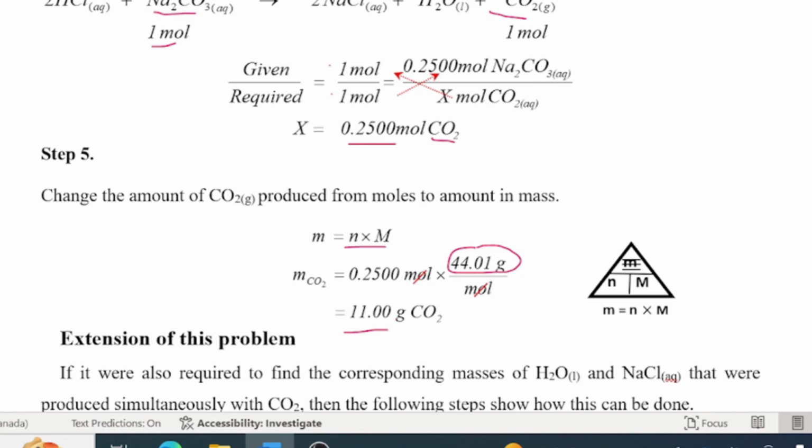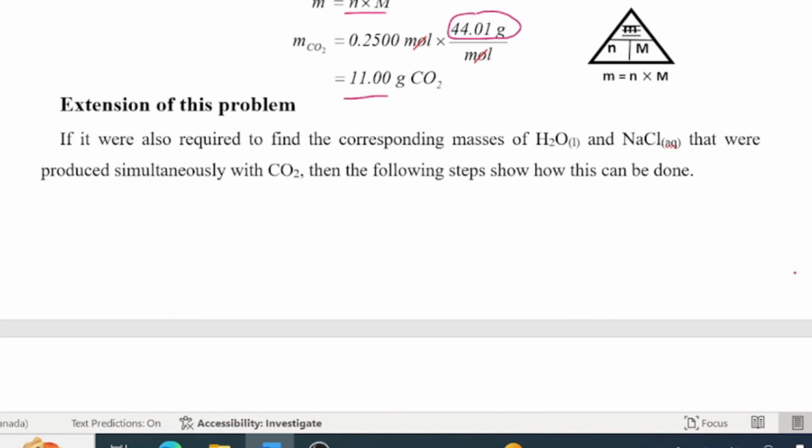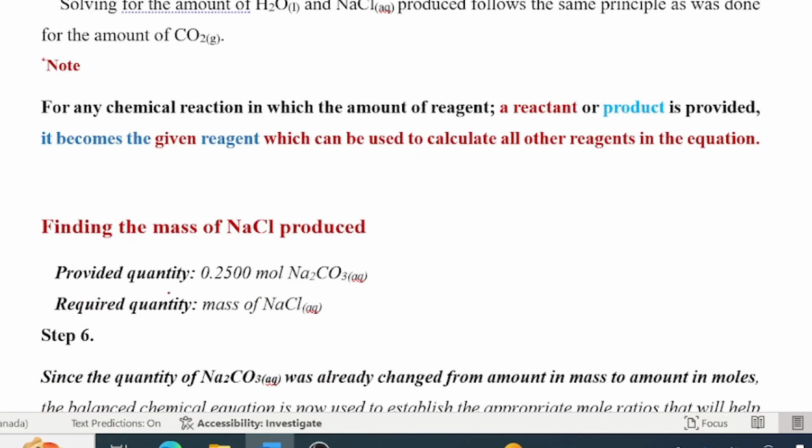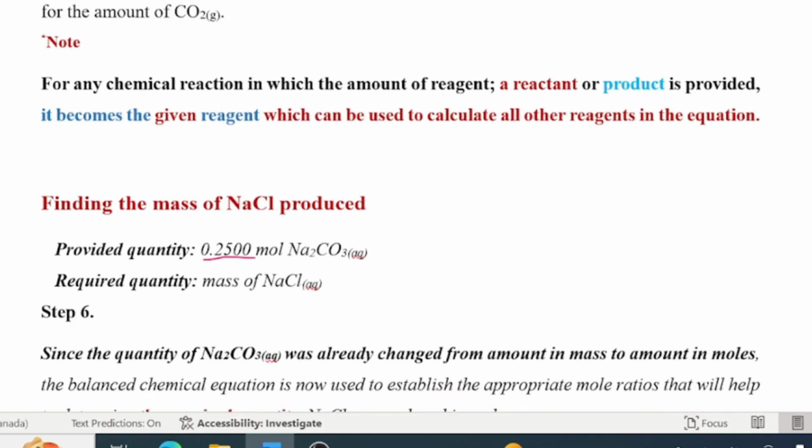We can have an extension to this problem now. They might want to ask you, what is the mass of the other products too? Water and sodium chloride. So you use the same understanding that you have there. We know that this was given to us. We've already calculated that. So you can use your limiting reagent to calculate any other thing in the equation here.